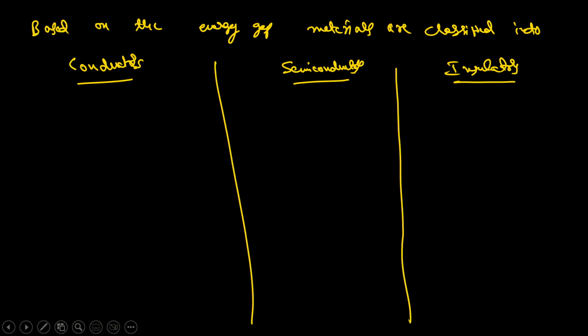First of all, I will write a few definitions here. The energy gap, the forbidden energy gap, FEG. The forbidden energy gap of conductors should be 0 electron volts, for semiconductors it should be 1.1 electron volts, approximately 1 electron volt, and for insulators it should be greater than 6 electron volts.